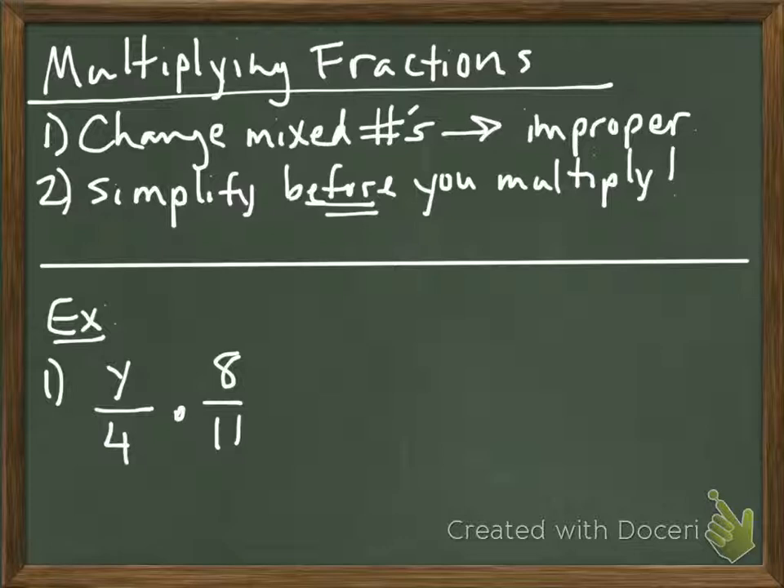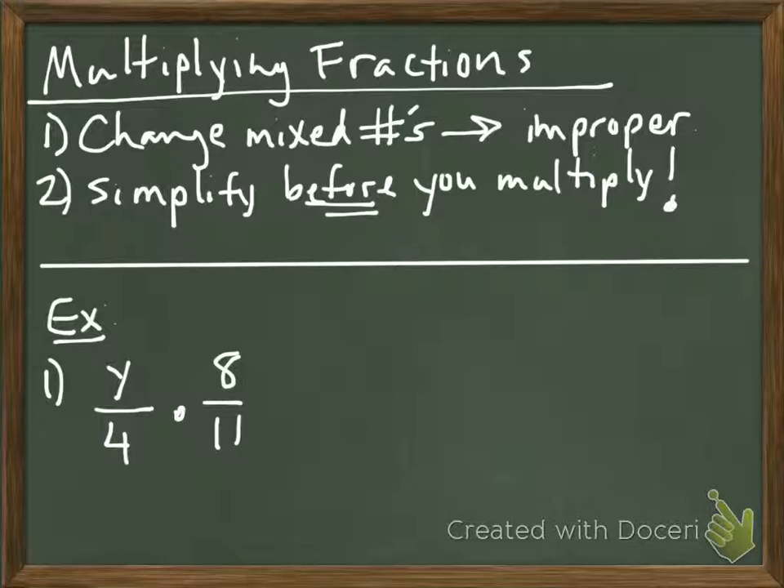Number one, our first thought, we're going to change all mixed numbers to improper fractions. Change mixed numbers to improper fractions. If we have a mixed number, we change it to improper. Number two, and this is for every problem, simplify before you multiply. Simplify before you multiply. Okay? So that's our goal. Alright, right to the examples.